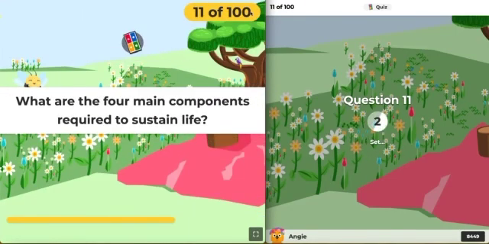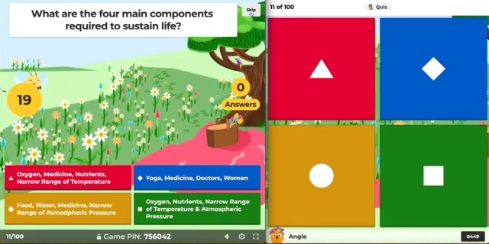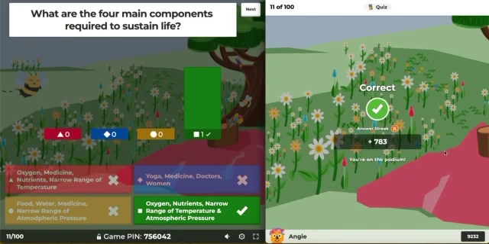What are the four main components required to sustain life? So the four main components required to sustain life are oxygen, nutrients, narrow range of atmospheric pressure, and of temperature. That would be the green. So in regards to this question, these are the four main components required to sustain life. They are not all the requirements to sustain life, they're just the four main components.